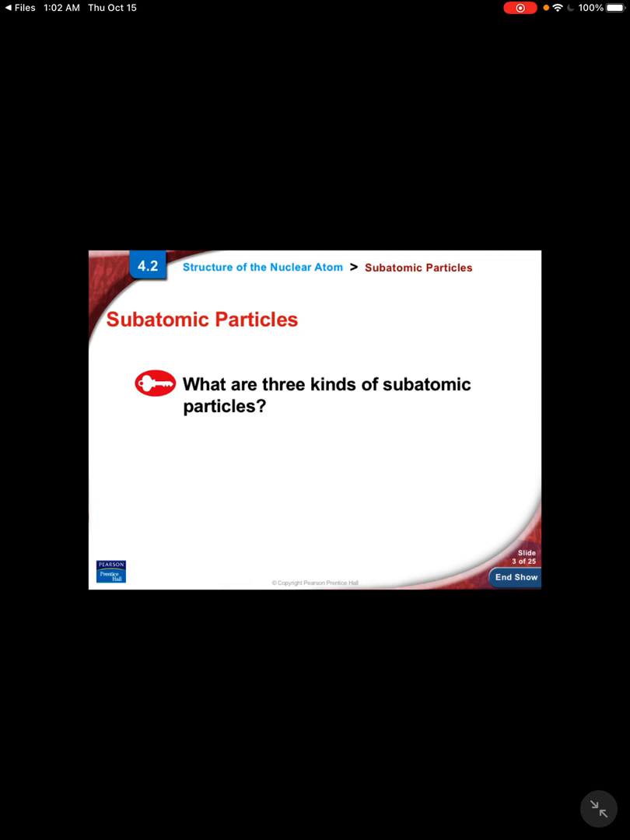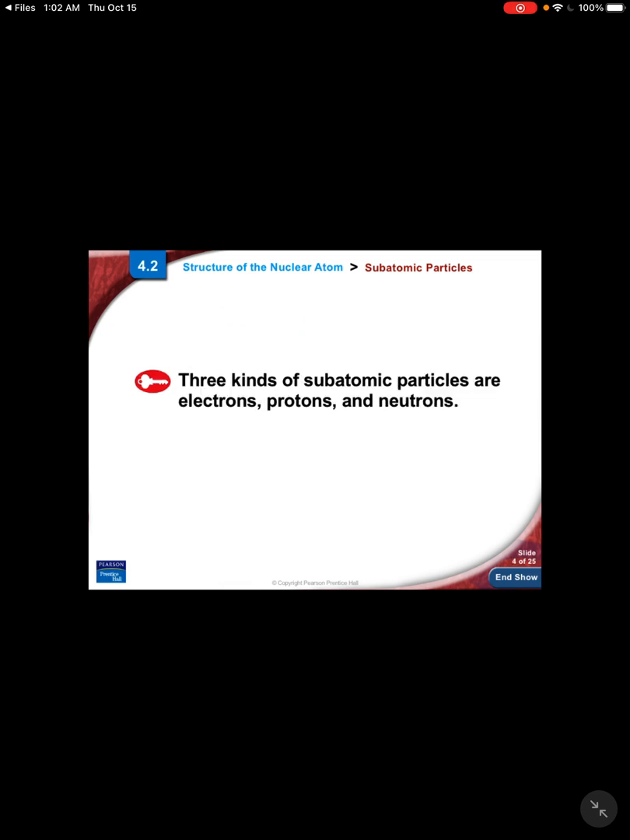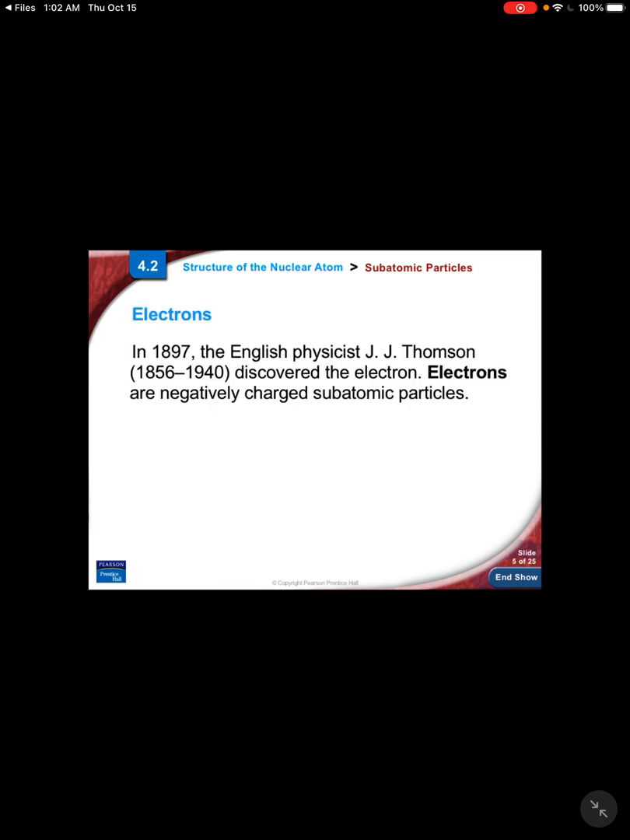So we now know today that, unlike Dalton's theory, which was basically just incomplete, the atom is divisible and that there are three types of subatomic particles: protons, electrons, and neutrons. And this all started with J.J. Thomson, an English physicist who, around 1900, discovered the electron as he was working with cathode ray tubes.